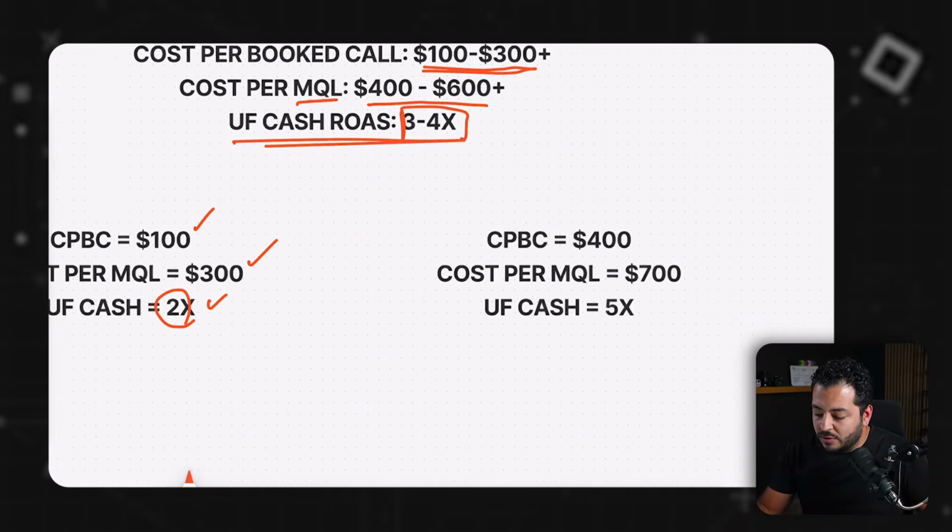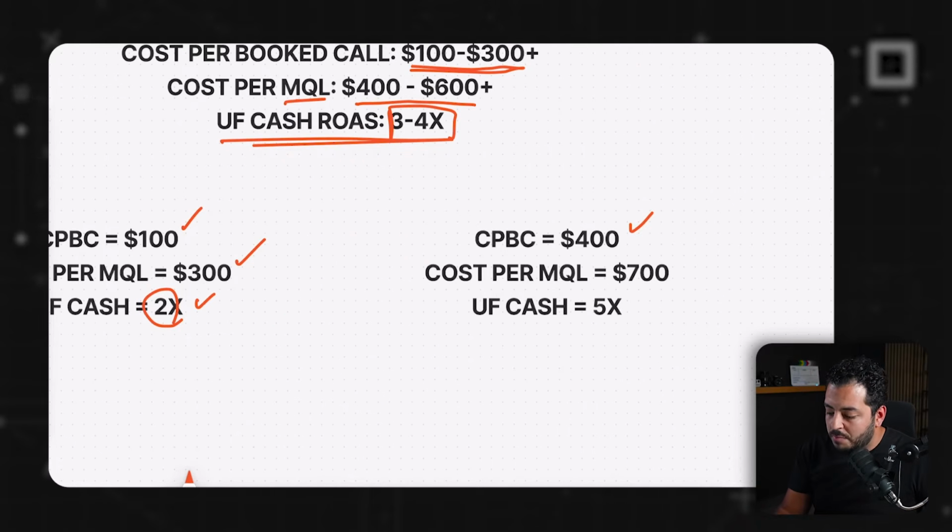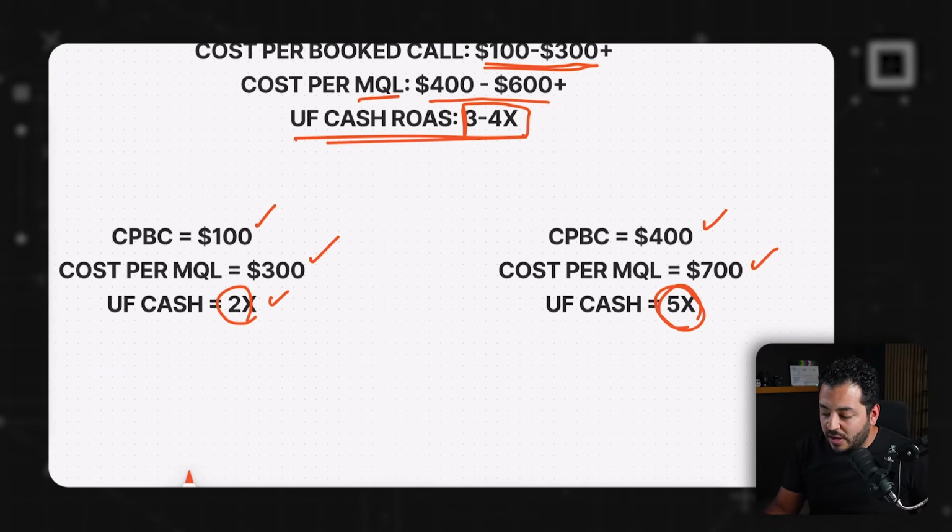But if we look at this side, right? If we look at cost per booked call being $400, cost per MQL $700, but our upfront cash ROAS is 5 times, then on the front end, right? If we just looked at these numbers, we'd be like, oh no, that's a bad campaign, kill it. But it's generating more cash. Well, Aaron, how could that work out?